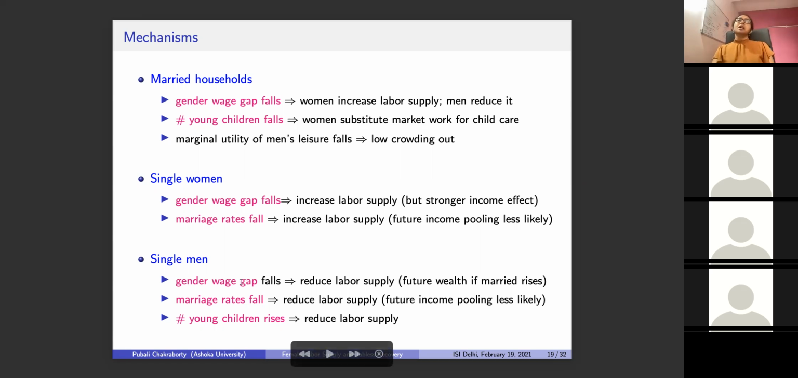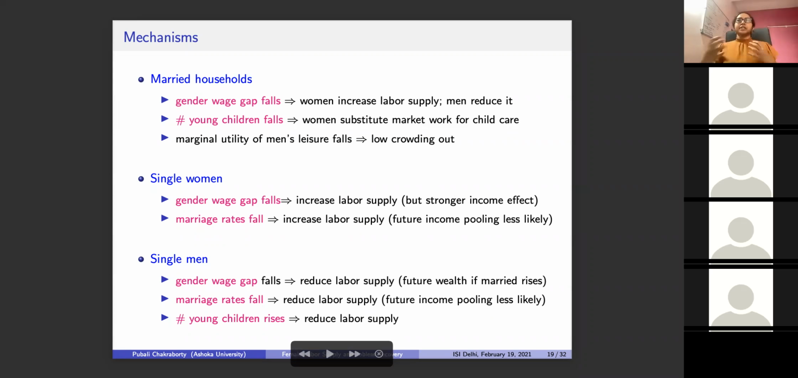Similarly, for single men, what I do find is that the opposite holds true in terms of the gender wage gap and the reduction in marriage rates. I do find that an increase in the number of young children for single men households incentivizes them to reduce their labor supply. But I would not take this result very seriously, because for single men, I think there are other factors which contribute to a reduction in their labor supply, which are not included in this model.